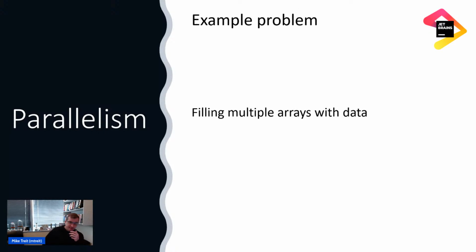Let's take an example problem where we might be able to take advantage of parallelism. Let's say we need to populate a bunch of data. One simple example would be I've got multiple arrays in memory and I want to fill them with some kind of data. Maybe I'm loading data from disk, or maybe I'm fetching data from the network, and then we're going to do some sort of manipulation of that data.